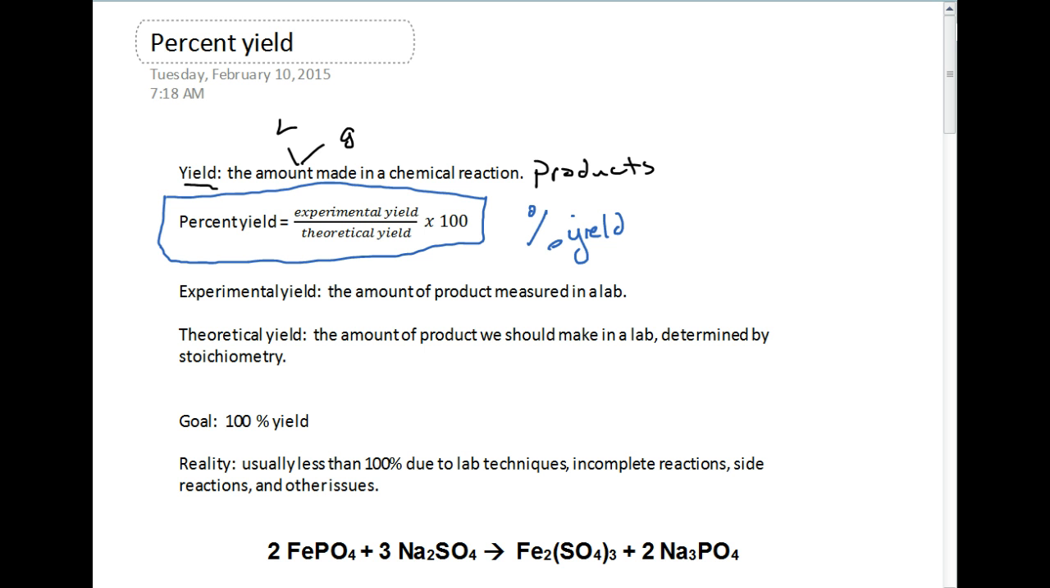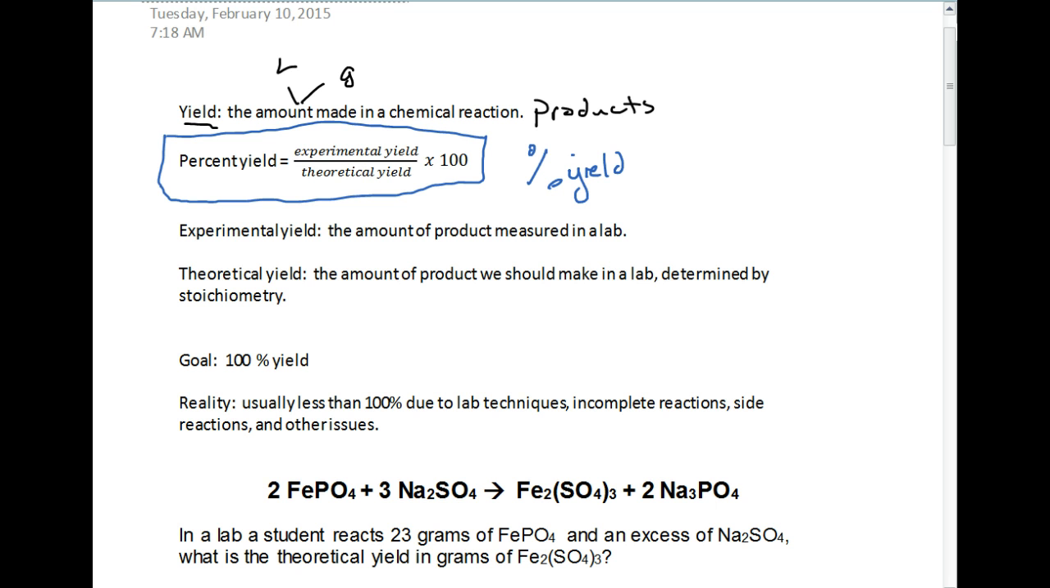Okay, so let's talk about the differences between experimental yield and theoretical yield. That's an important thing to realize. So experimental yield first. Sometimes we call experimental yield actual yield, and it's the amount of a product made and measured in a lab. So if we do a chemical reaction and we form a product and we walk it over to the balance, so we take a measurement, that would be actual or experimental yield, something done in a lab. As opposed to theoretical yield, and theoretical yield is going to be the amount of product we should make.